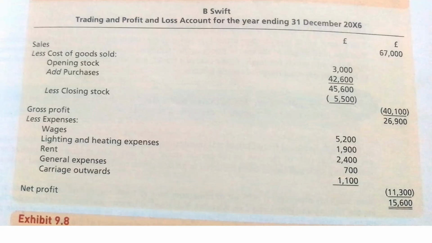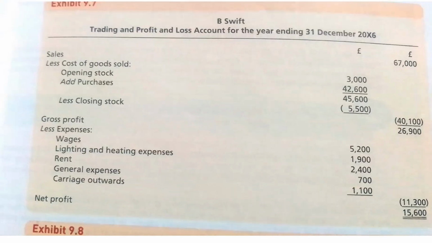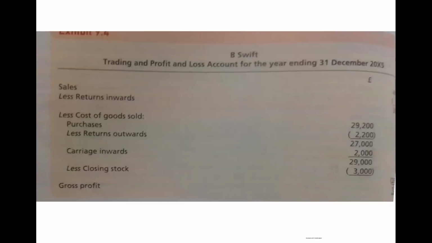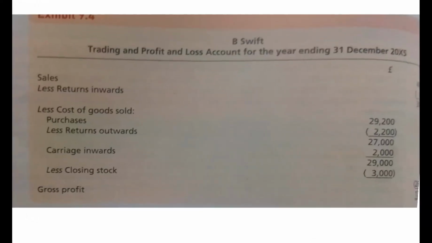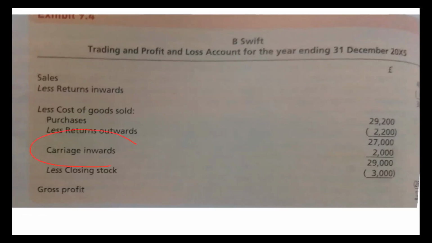Yes, it's answered, sir. So basically, even carriage inward, since it's an expense, it is put on the expenses. Carriage inward is not an expense. It's a cost. So carriage inward is a cost, then carriage outward is an expense. That's how different they are. You've seen carriage inward, I've circled it, it's under cost.